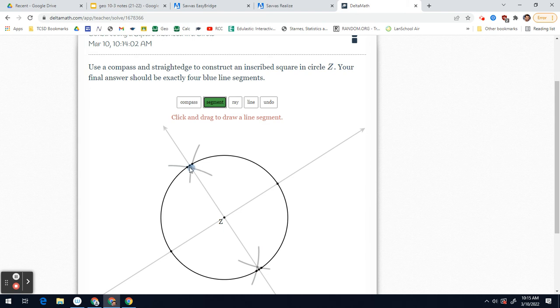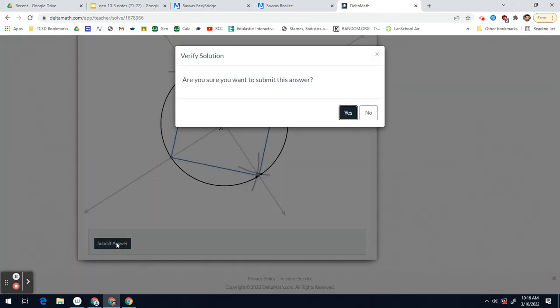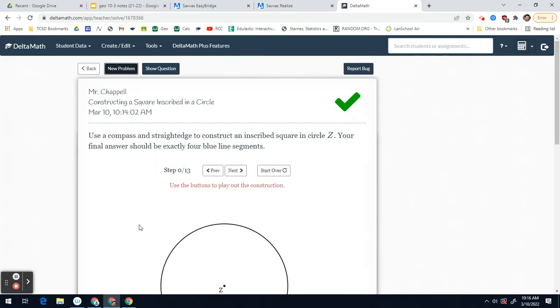So I'll use my segment tool. I'll connect this point to that point, this point to that point, this point to that point, and this point to that point. And hopefully it recognizes I used the correct 4 points. It might mark it wrong just because those points are so close, but that is my square inscribed in a circle. Oh yeah. So you'll get some time in class to practice those as well.